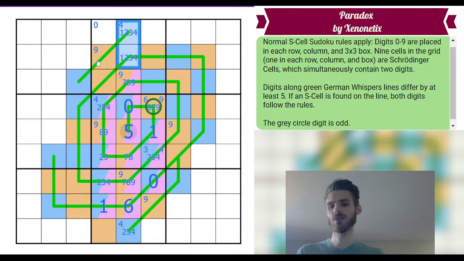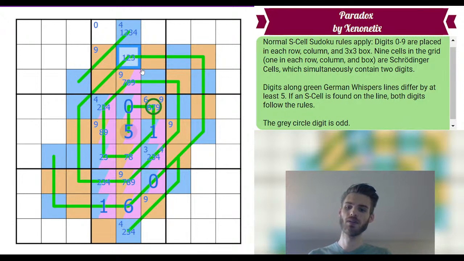1, 2, 3, 4. This one's not a 4. So this one can't be 1, and it can't be 4, so it's 2 or 3. This one can't be 4 either. So this is 4.